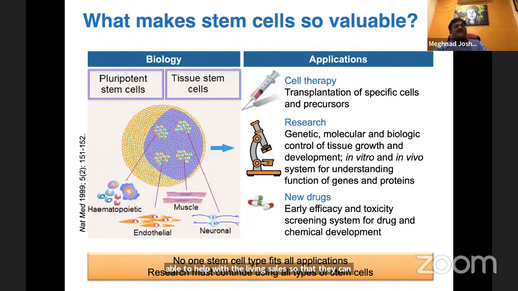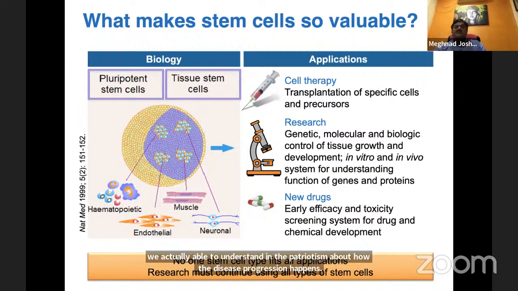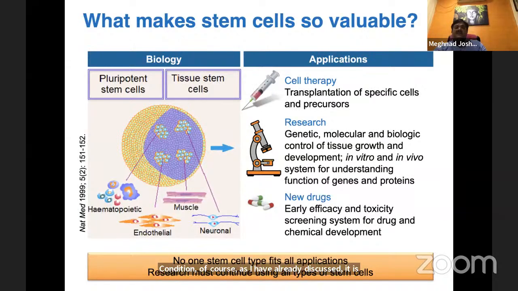Of course, there is research in terms of genetic and molecular biological control to study tissue growth and development related to disease. So we are actually able to understand in the Petri dish how disease progression happens. For example, in cancer, what are the responsible genes which are triggered during the disease condition. Of course, as I have already discussed, it is easier for us to understand how newer drugs can create a response in the body.